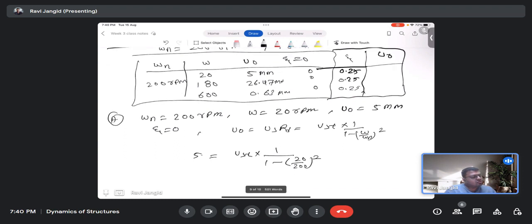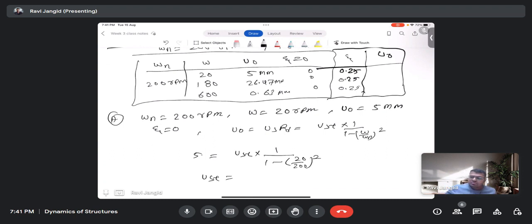Now I need to find out my ust. Can you find the ust? 4.95. So you are getting ust as 4.95 mm.